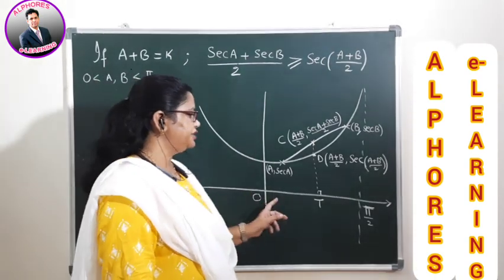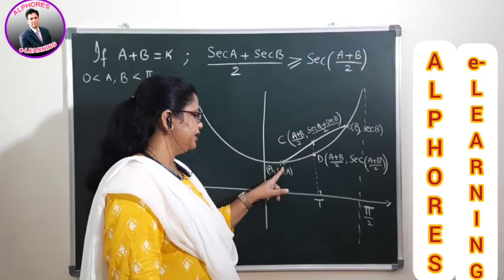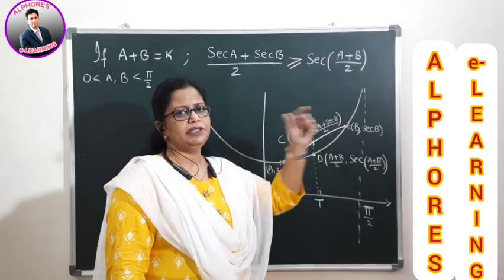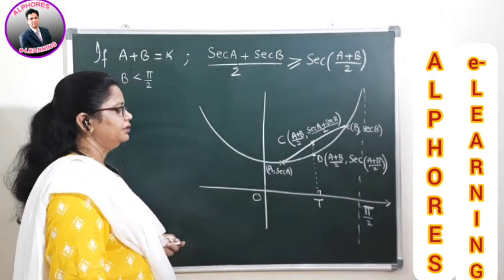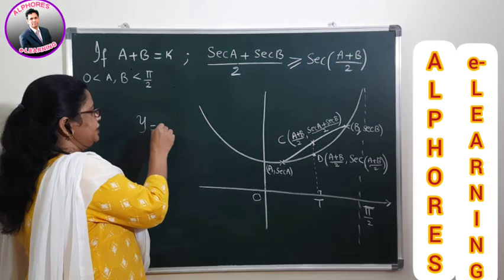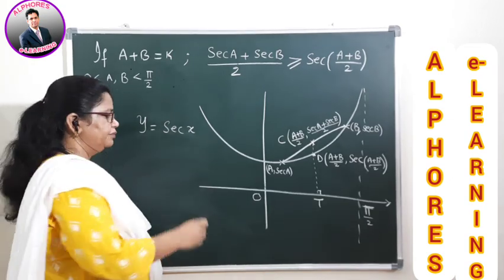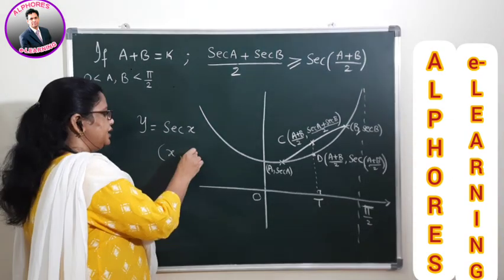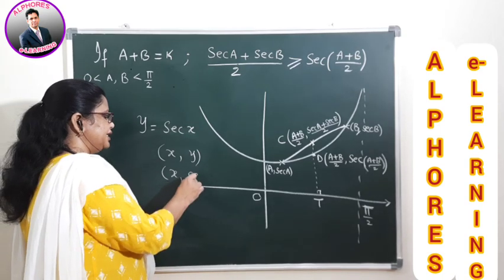Once these are between 0 and pi by 2, then you can clearly say I am taking a comma secant A, b comma secant B. How have we taken a secant A, b secant B? The meaning is, whenever you are taking a function y equal to f of x, that is the secant graph, that is x. Therefore, abscissa and ordinate, if I write x comma y, those are nothing but x comma secant x.